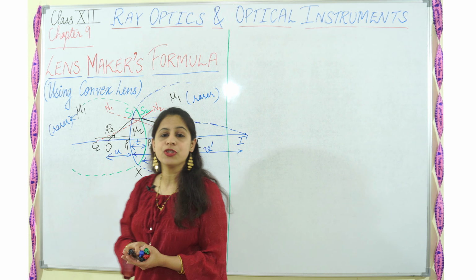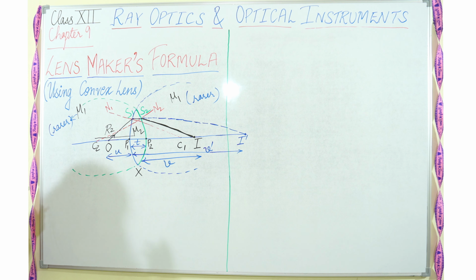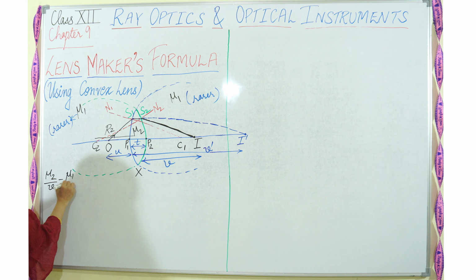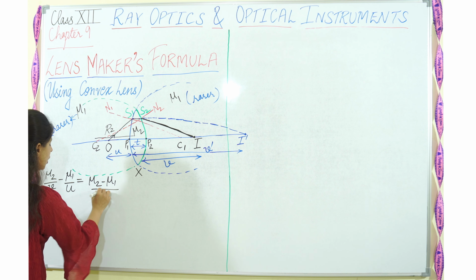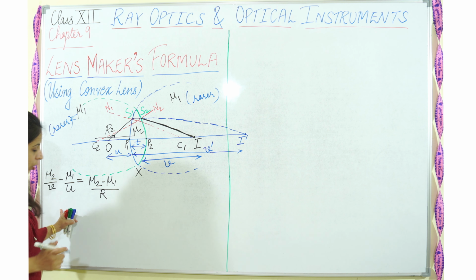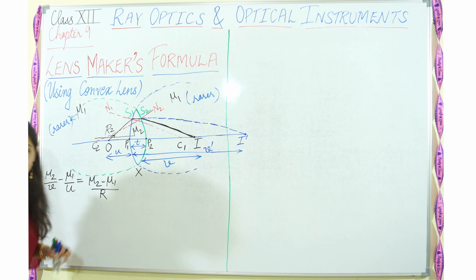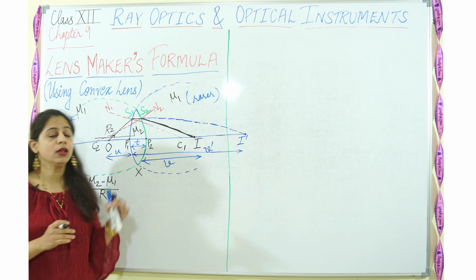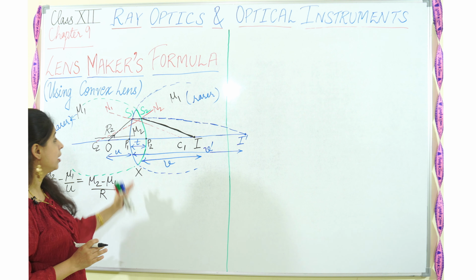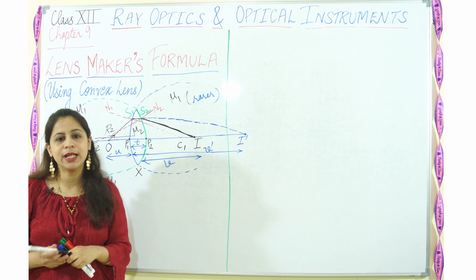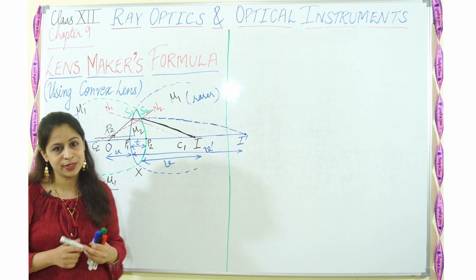So my general equation for the refraction, when my ray was traveling from a rarer medium to a denser medium, we already know is given by mu2 upon v minus mu1 upon u is equal to mu2 minus mu1 upon r. So this is my general equation. So let us write down the refraction equations when my ray is getting refracted through the surface S1, as well as when my ray is getting refracted through the surface S2.